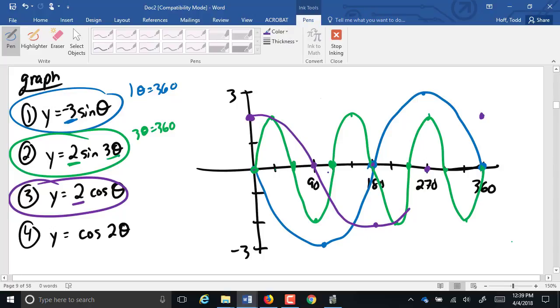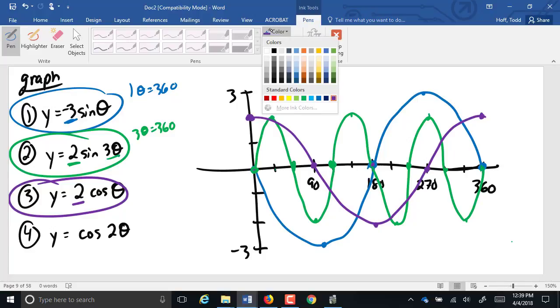That's a really ugly wave. Let's try that again. Not a lot prettier, but it gets the job done. So there's our wave. Any questions there?